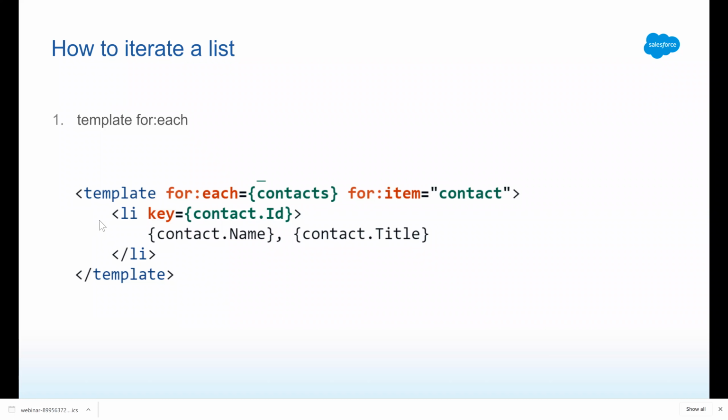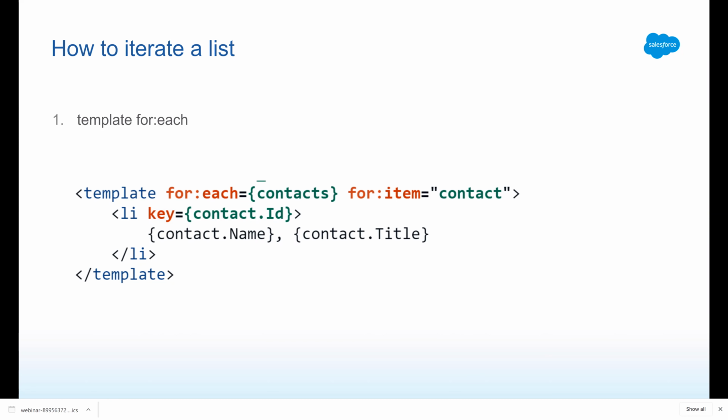Whatever element we have inside the template for:each or the iterator, we need to have a key for it. This is very important. Without that you will not be able to save the code, and this key has to be unique, because this key is used by the Lightning Web Component runtime to render the components specifically.